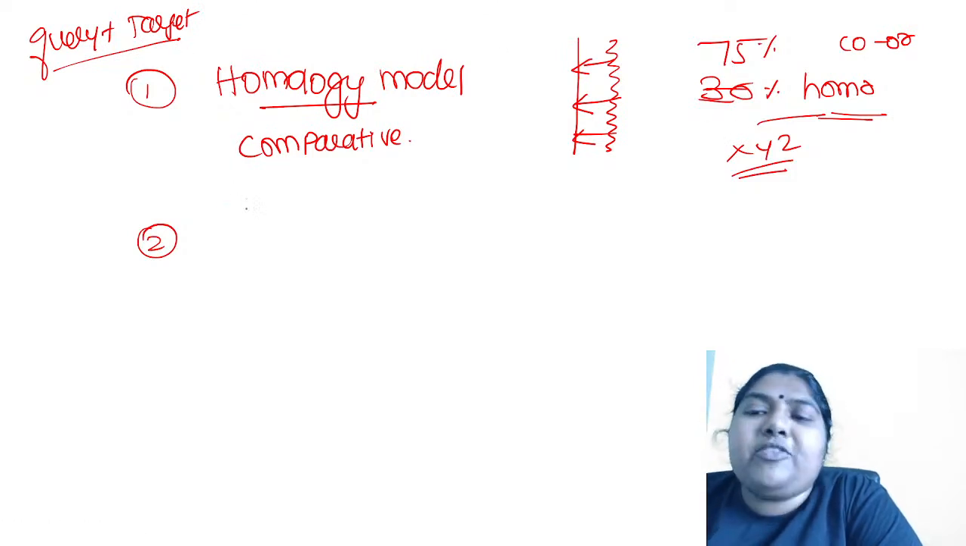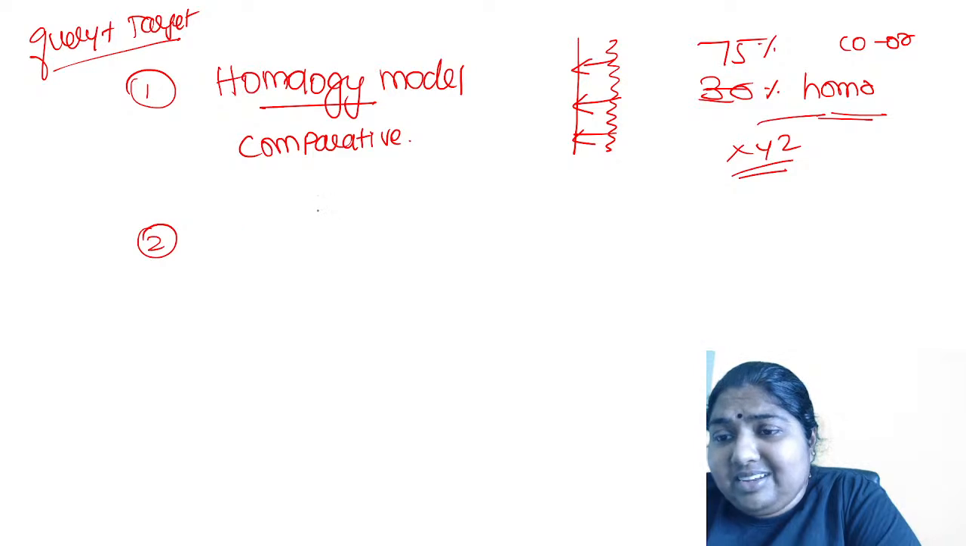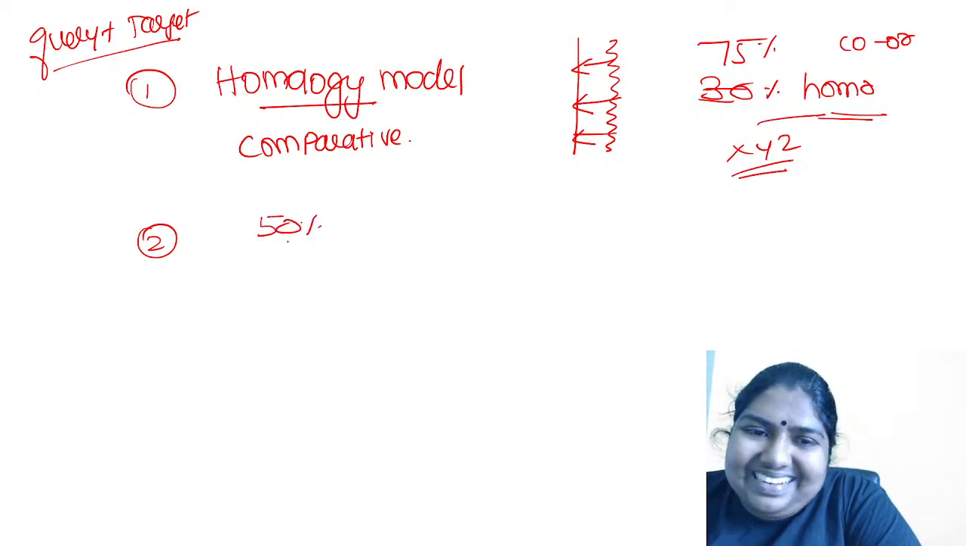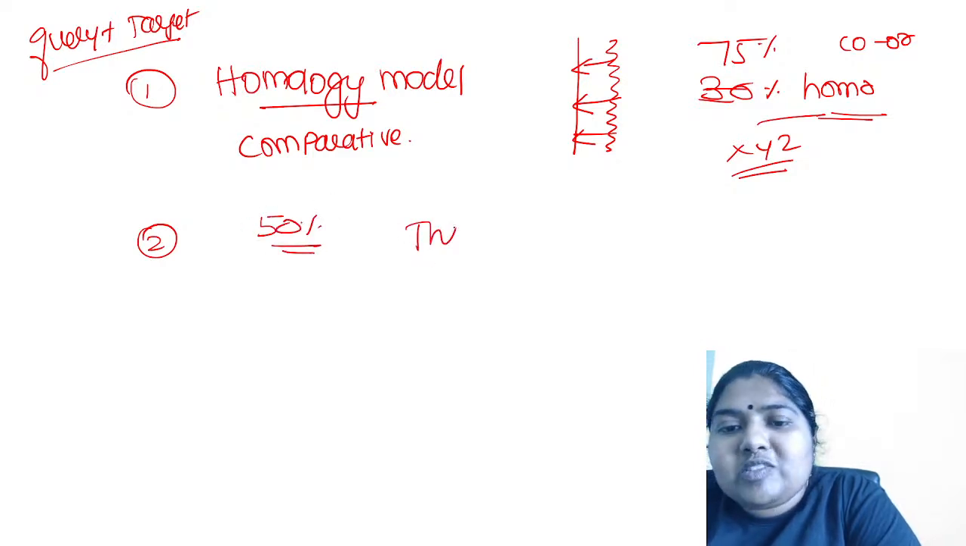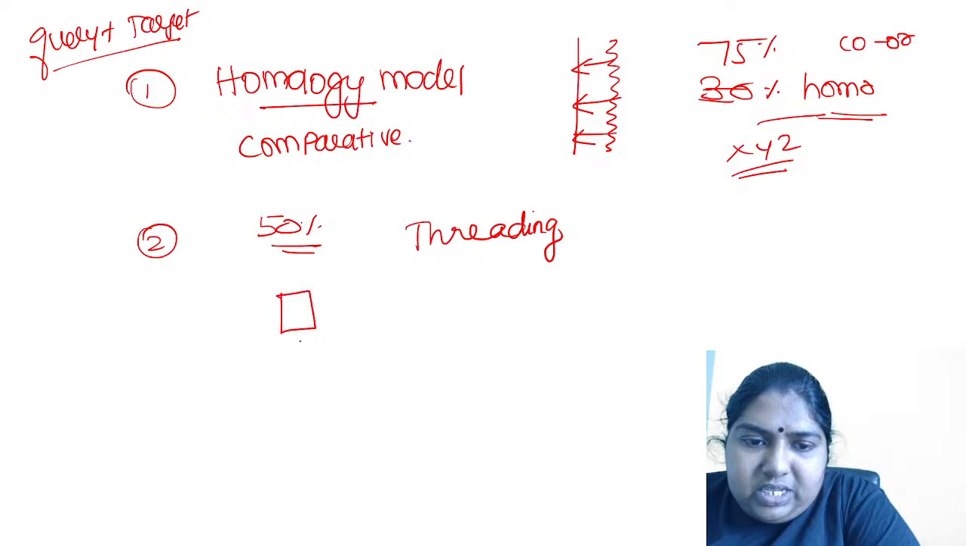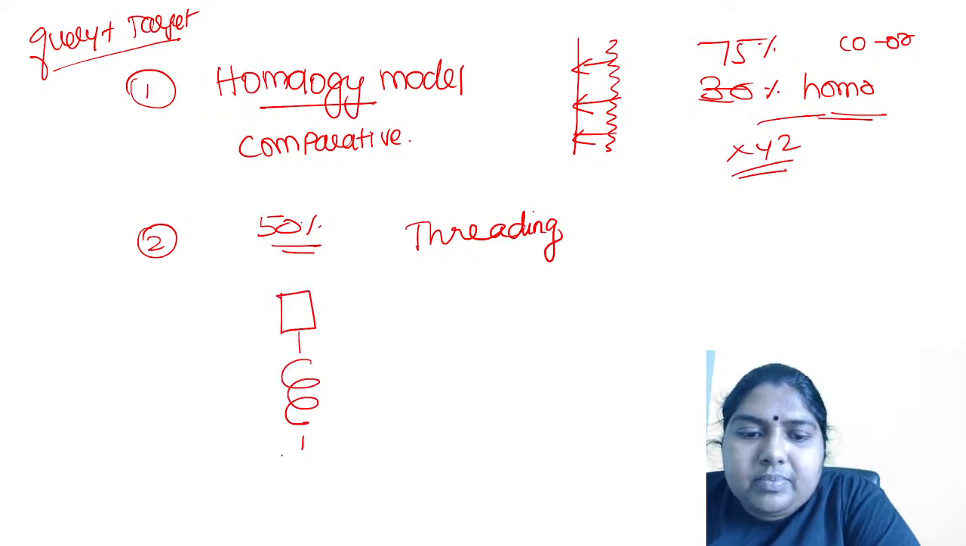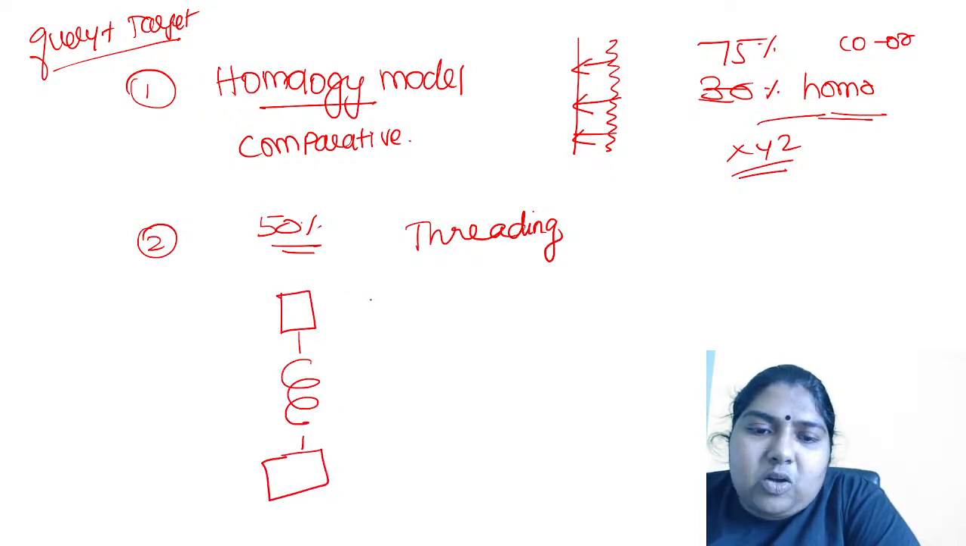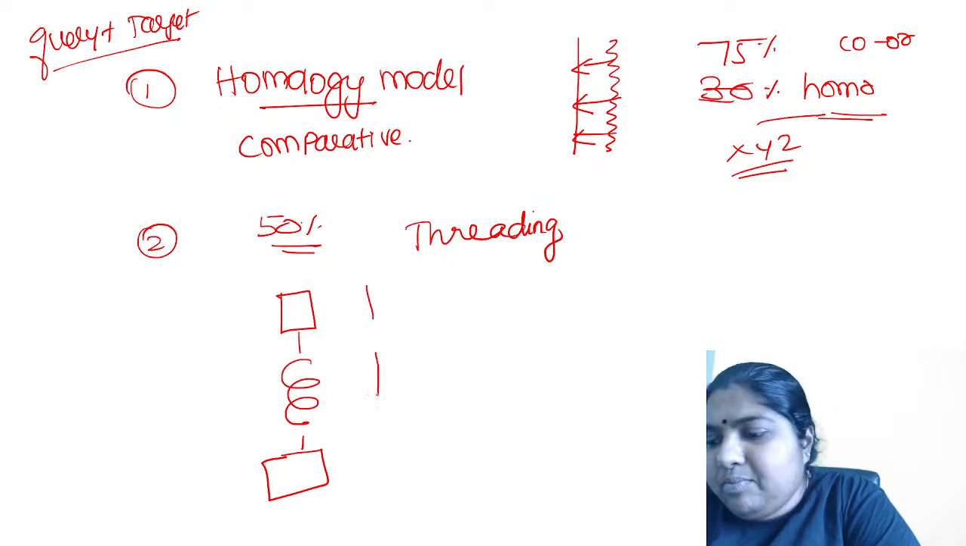Done. If it is a little bit less, not 75%, only 50%, then you do something called threading. What do you mean by threading? See, this is your structure. So this sequence and this sequence are exactly matching.